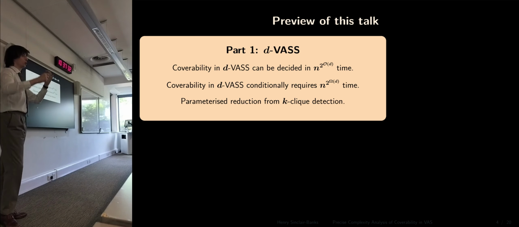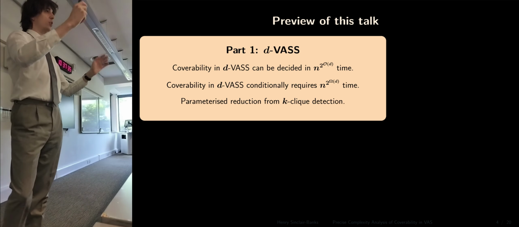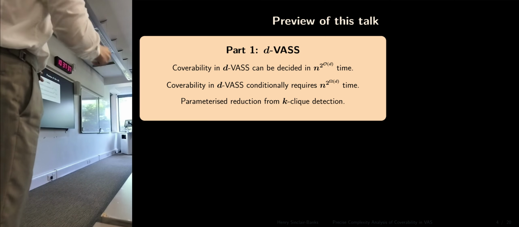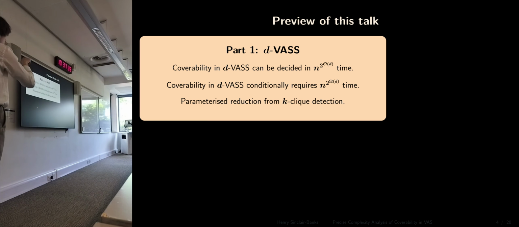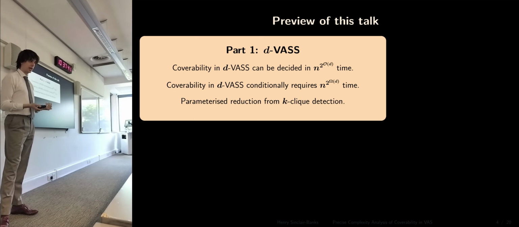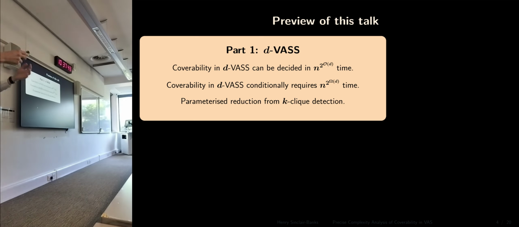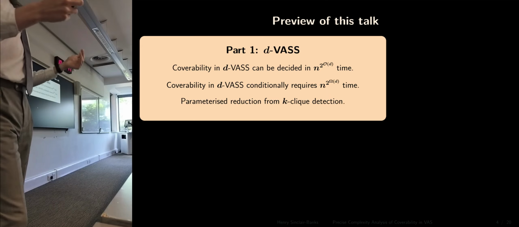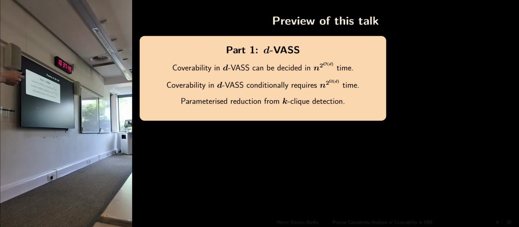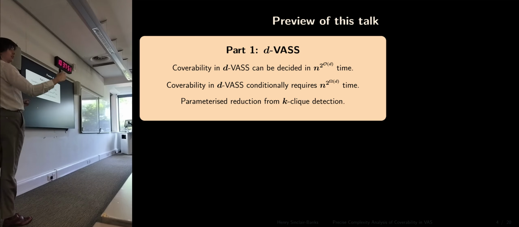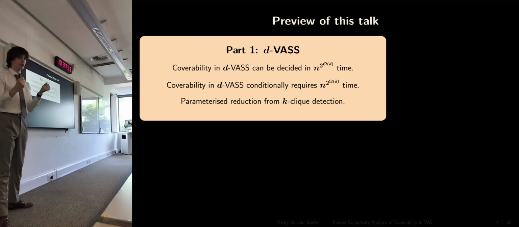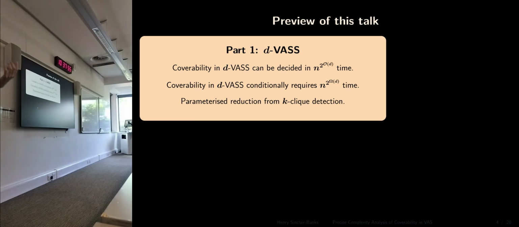In part 1, I'm going to talk about general VASS with arbitrary dimension, denoted dVASS. Here, I'll talk briefly about the history of the complexity of coverability. And I'll talk about a fine-grained lower bound, where we have a conditionally optimal algorithm in terms of the time required to solve coverability. And I'll talk about the reduction because it's really nice. I think the idea is juicy. It's a parameterized reduction from K-clique detection.